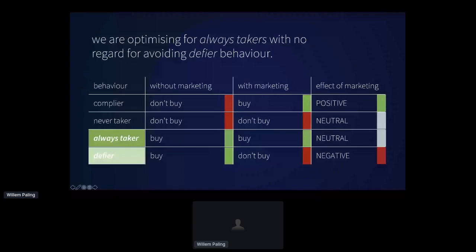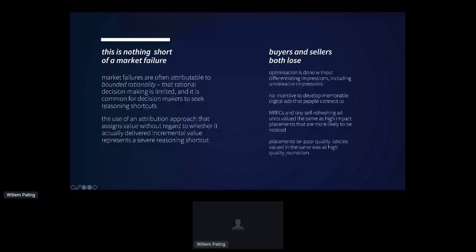So, I mean, this is obviously problematic, because it's not serving our goal, which is to find these compliers. And so I'd say it's nothing short of market failure, because market failures are often attributable to bounded rationality, and that's that rational decision making is limited, and so it's common for decision makers to seek shortcuts in their reasoning. And so this simple attribution project is a severe reasoning shortcut.